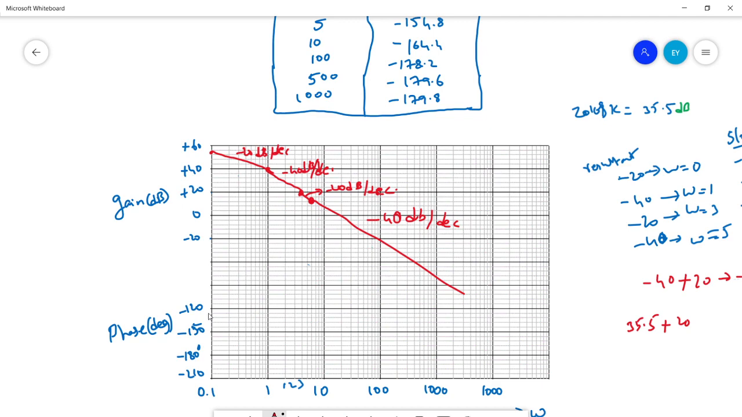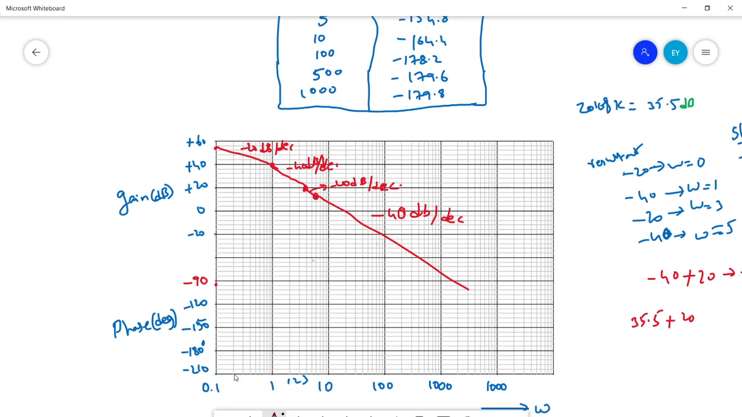Then next, at omega is equal to 0.5, we get minus 112.7. Omega is equal to 0.5 is somewhere here: 0.1, 0.2, 0.3, 0.4, 0.5. This 0.5, minus 112.7, this one. Then similarly, when omega is equal to 1, minus 127.9.